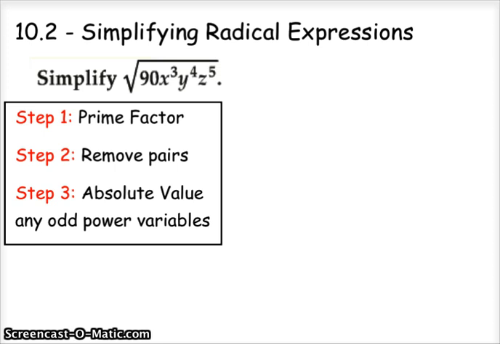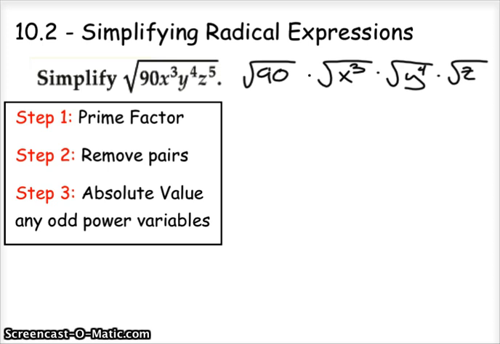So let's look at the square root of 90 times x to the third times y to the fourth times z to the fifth. First thing, nice fact, we can split all these up and apply the radical to each term. So I'll have the square root of 90 times the square root of x to the third times the square root of y to the fourth times the square root of z to the fifth.